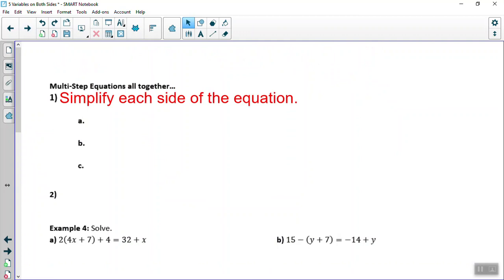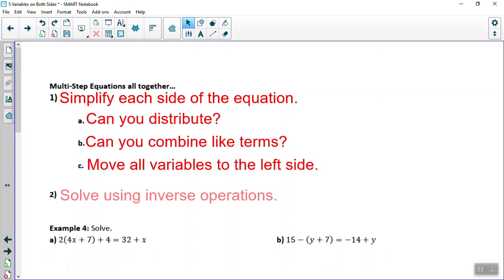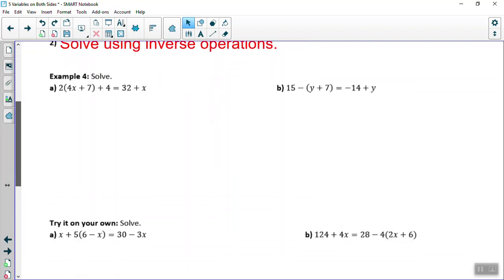So in order to do that, we ask ourselves, can we distribute? Can we combine like terms? And then, once we've distributed and combined like terms, we then move all of our variables to the left side. Once we've done that, we have a two-step equation that we can solve using our inverse operations. Alright, so let's go ahead and give this a try.